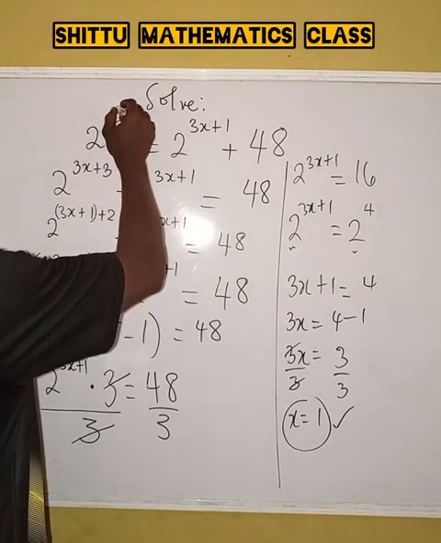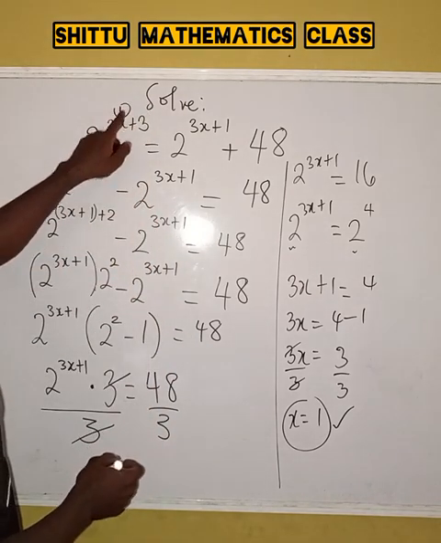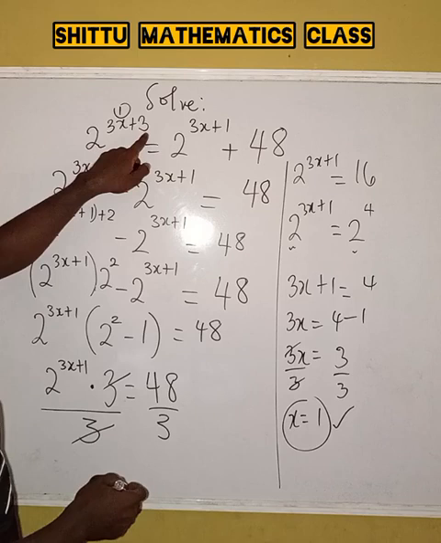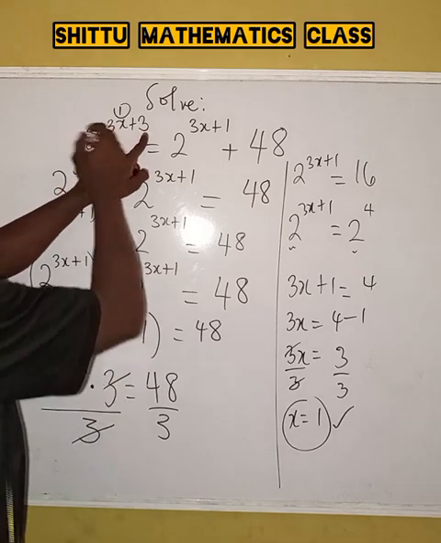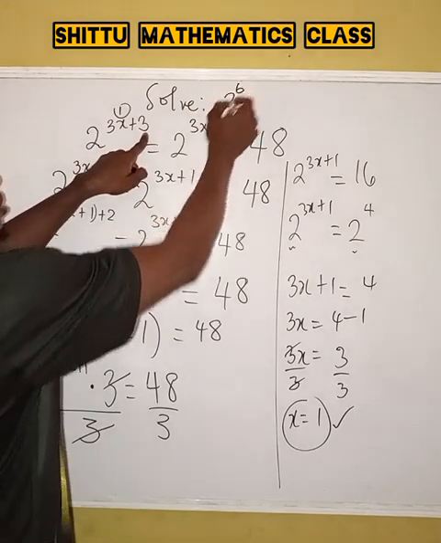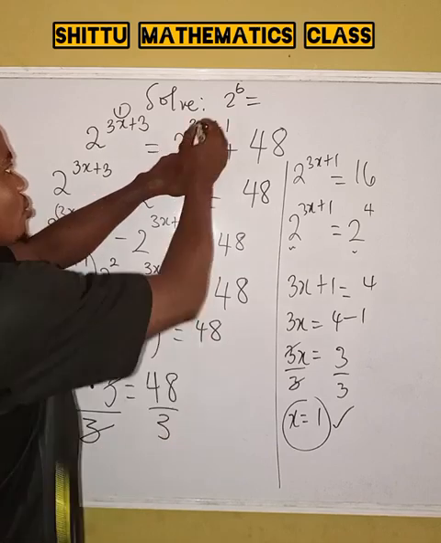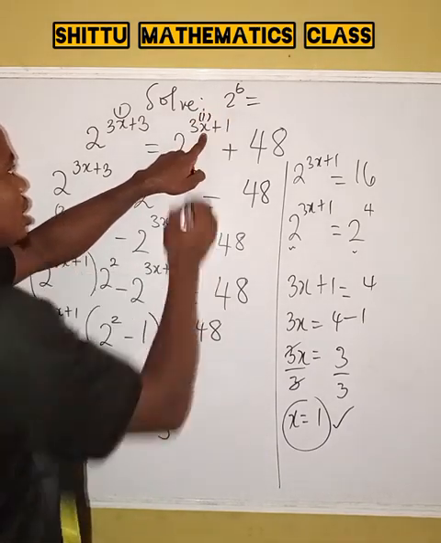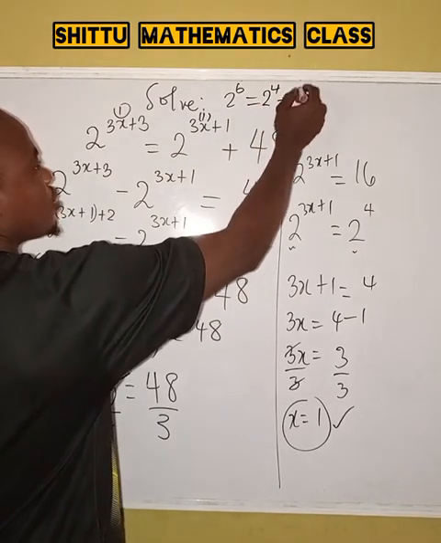Now we can actually check whether what we have is right or not. Put 1 here. We have 3 times 1, which is 3, plus 3, that will give us 6. So here we are going to have 2 to the power of 6. Then on the right, put 1 here: 3 times 1 is 3, plus 1, we have 4. So 2 to the power of 4 plus 48.